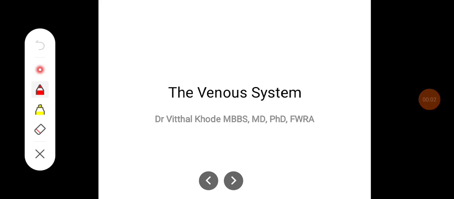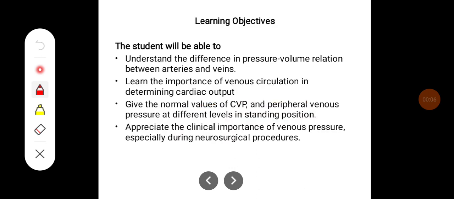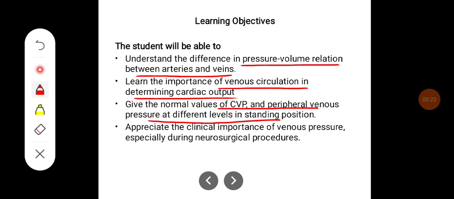Hello everyone. In this class, we'll study about the venous system. The learning objectives are to understand the difference in pressure-volume relation between arteries and veins, learn the importance of venous circulation in determining cardiac output, give the normal values of central venous pressure and peripheral venous pressure at different levels of standing position, appreciate the clinical importance of venous pressure, especially during neurosurgical procedures.